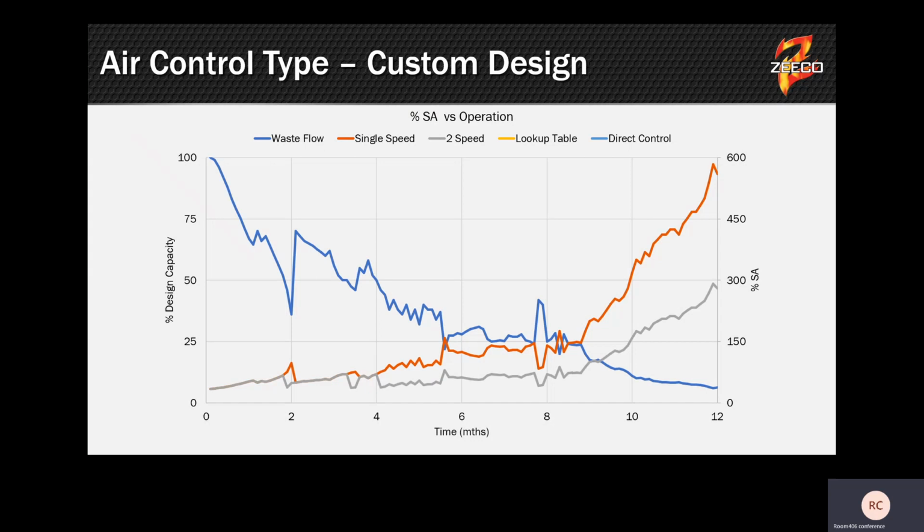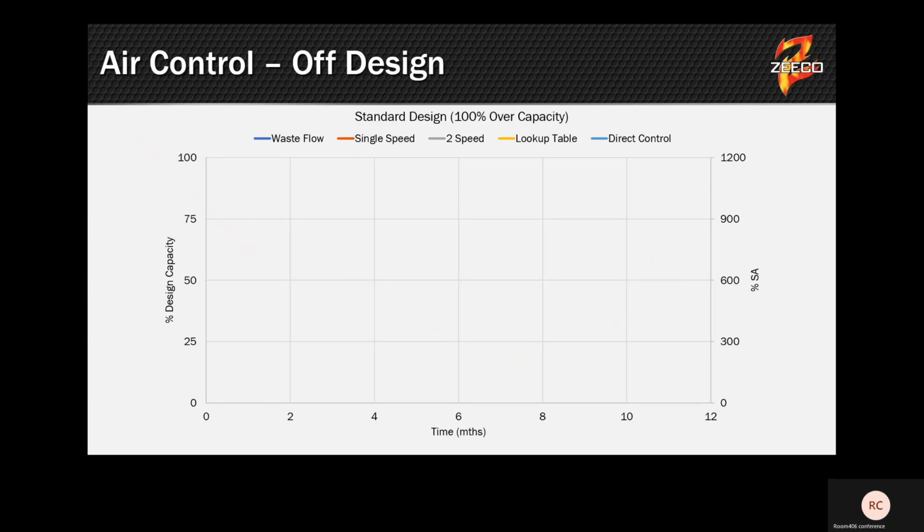The 2-speed blower helps you. That gets you at least to where you're still within the operating parameters. You're still going to be meeting that 98% destruction efficiency. And then with the lookup table or the direct control, now you're really dialing in exactly where you need to be, and you're well outside that threshold.